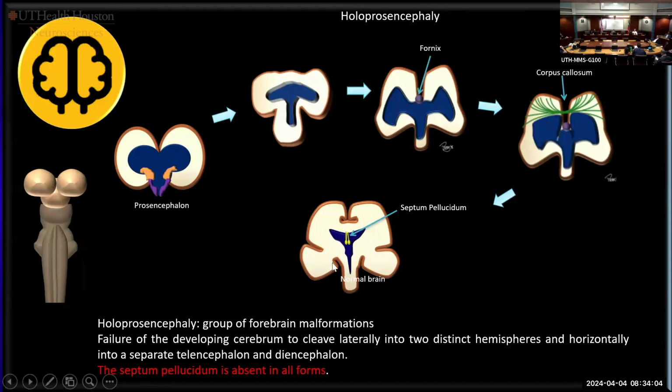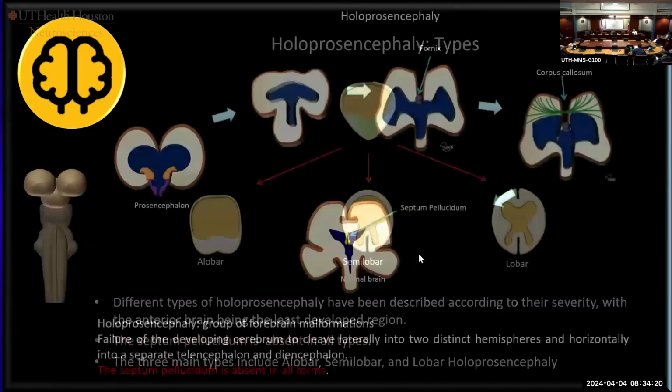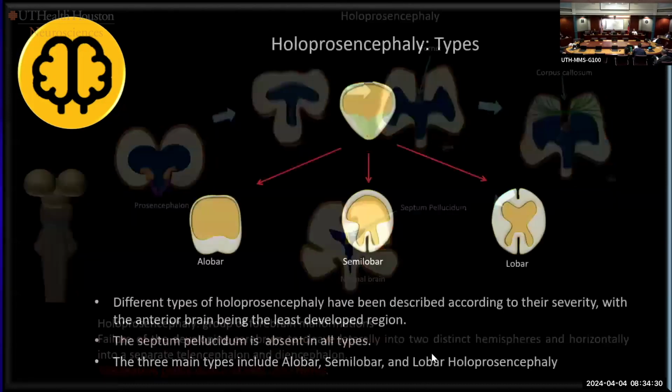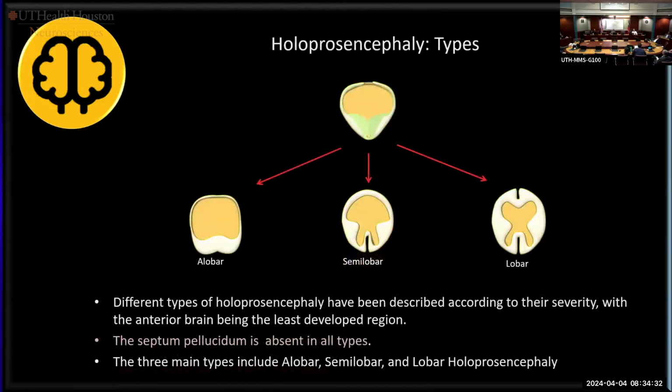So holoprosencephaly is a group of forebrain malformations. There are multiple. Now that we have genetic information, we know there's a tremendous amount of them. There's a failure of development of the brain to have normal cleavage into distinct hemispheres. In all of the forms of holoprosencephaly, you will have an absent septum pellucidum. You need to know that, all of the forms. So you have to look for a septum pellucidum.